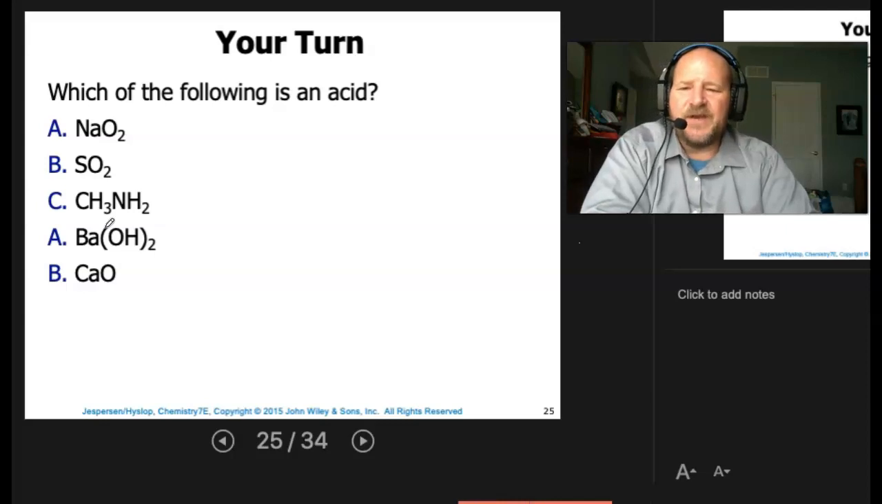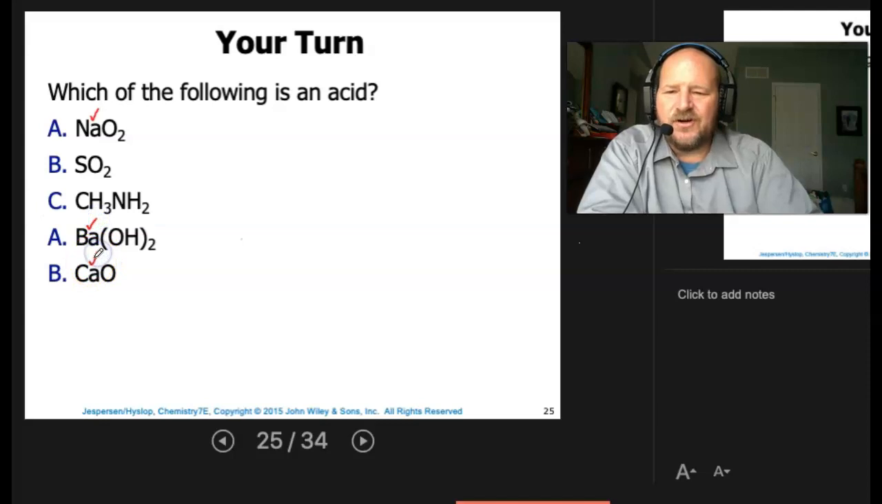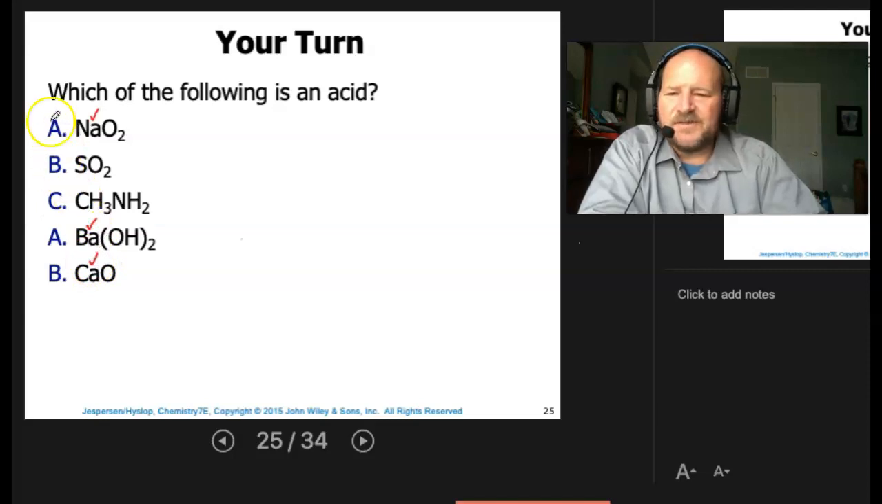Okay, which of the following is an acid? Now I've thrown a lot of stuff at you. Which one's going to form the acid? So NaO2 we know is a strong base, right? It's got that 1A metal. All right, so no metals here, no metals here. 2A metal, strong, 2A metal, strong, right? Is it going to be B or C?